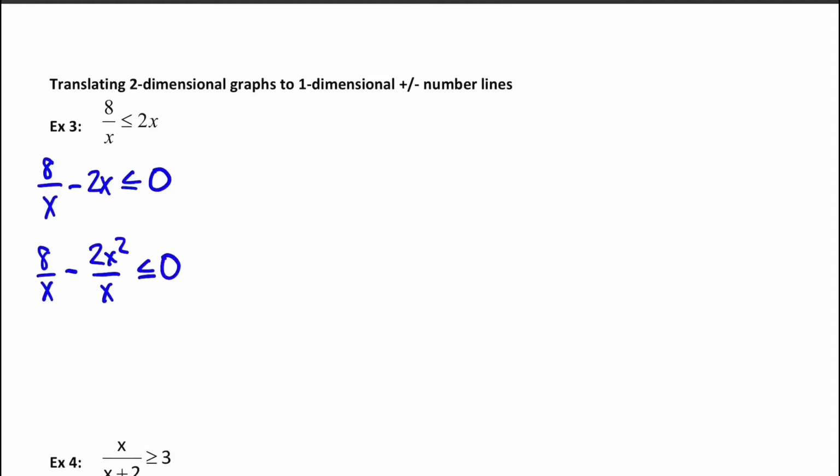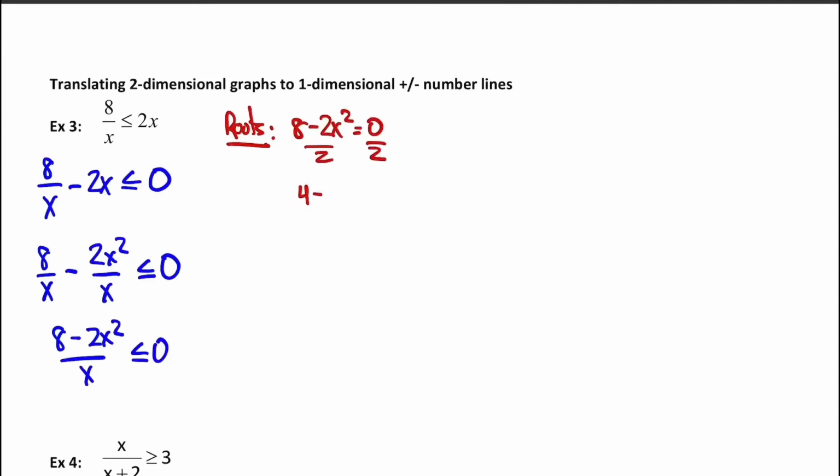And then you just combine those numerators. 8 minus 2x squared all over x is less than or equal to 0. Okay, next we can get our roots. And that's going to be numerator equal to 0. So 8 minus 2x squared equals 0. Let's divide everything by 2. 4 minus x squared equals 0. 2 plus x, 2 minus x. If you're solving it this way, no matter what, you can get plus or minus 2 for your roots.